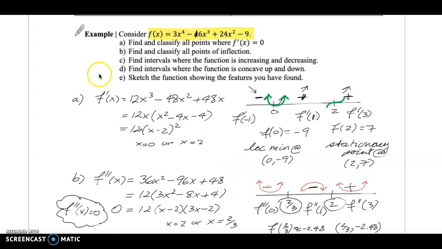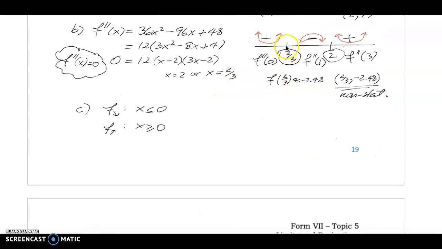For D, what's it asking? The interval where the function is concave up and concave down. Well, just look at the interval here. It's concave up in the interval x less than 2/3, concave down between 2/3 and 2, and then concave up from x greater than 2. So just by looking at what we have right here, I'm going to put it in yellow that this is all concave up, and I'll put pink as concave down. So we can see clearly where we have concave up and concave down.